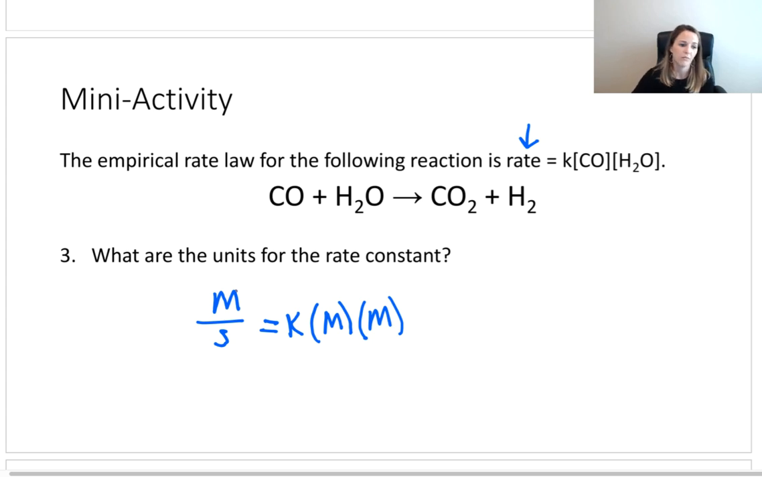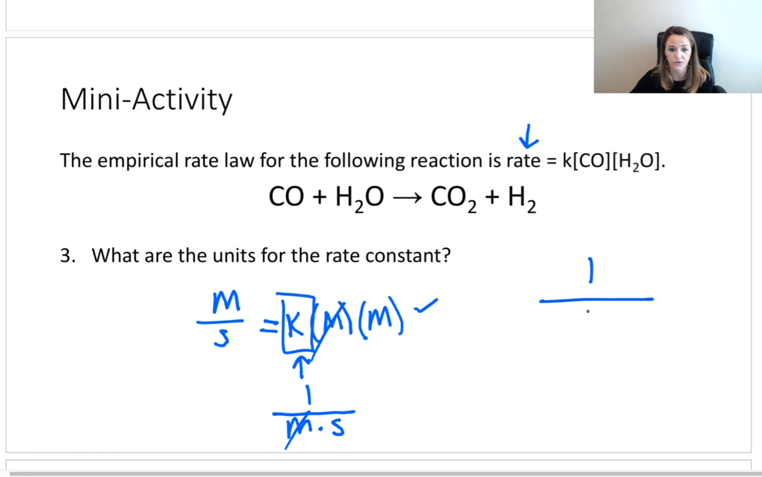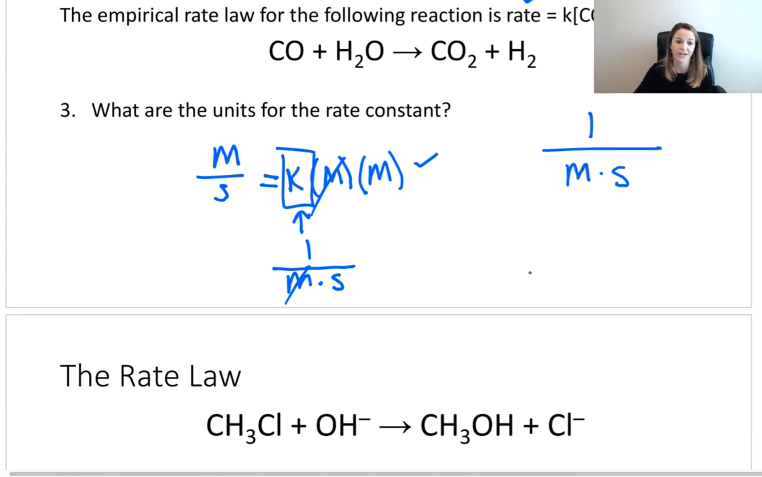So in order to get molar divided by seconds, and if our rate constant is what we're looking at, we know that we have to do molar times molar, and then our rate constant has to be 1 over molar per second in order for us to get an overall rate of molar per second. Because then our molarities cancel out, and you're left with molar divided by second. So just to be super clear, our unit for this rate constant is going to be 1 over molar times second. Okay, so that's going to be your unit for k. Again, this always changes. You can't assume that's true for every rate constant.